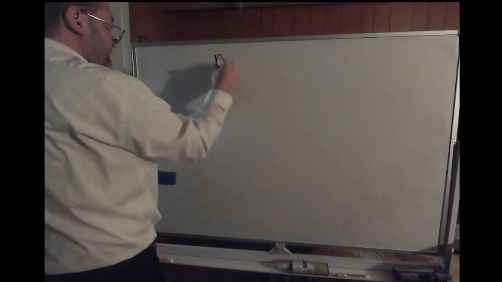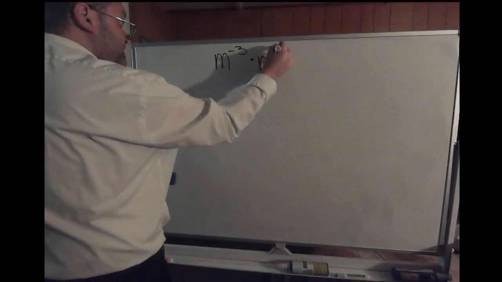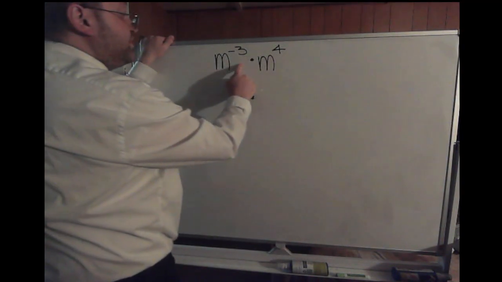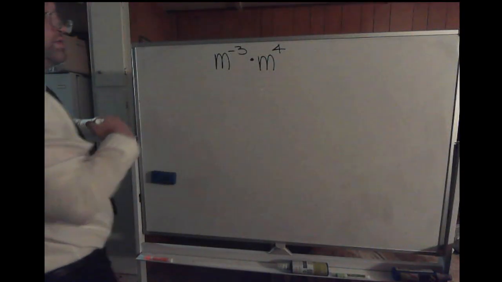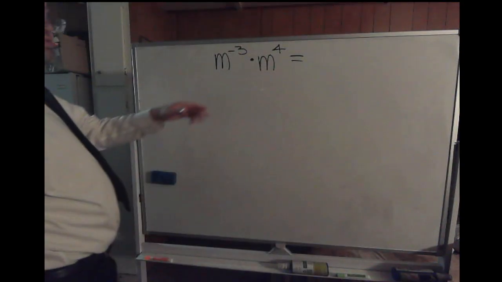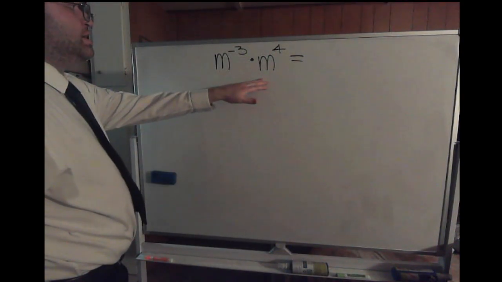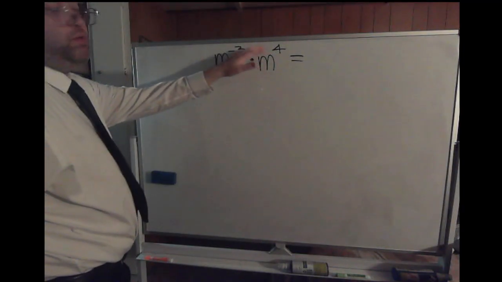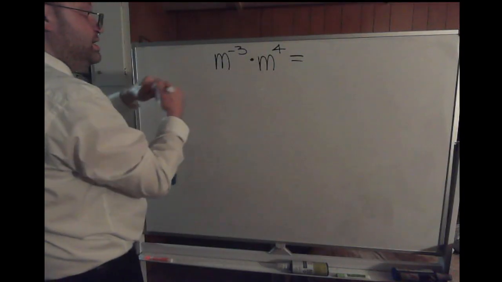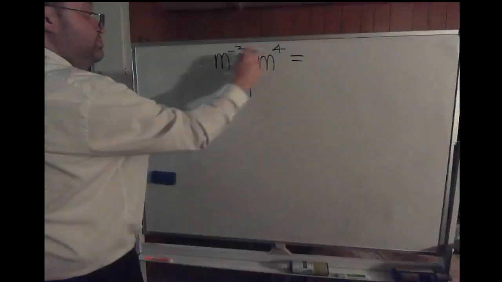We have m to the negative third times m to the positive fourth. If we remember the rule for when you multiply two of the same base to different powers, or it could even be the same power, if I have two of the same base, m and m, I'm going to keep the base the same, but I'm going to add the two powers together.